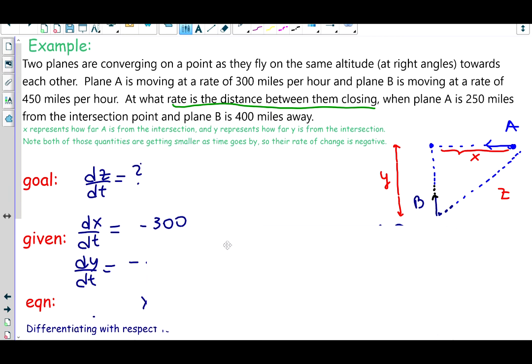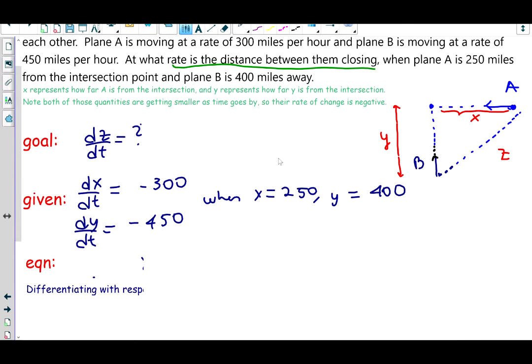Similarly, dy/dt is the rate at which B was moving. That's 450 miles per hour, so negative 450 is dy/dt. And these are happening at the moment when A is 250 away, so x is equal to 250, and B is 400 away, so y is equal to 400. So all of that is given to us, and now our job is to determine dz/dt.